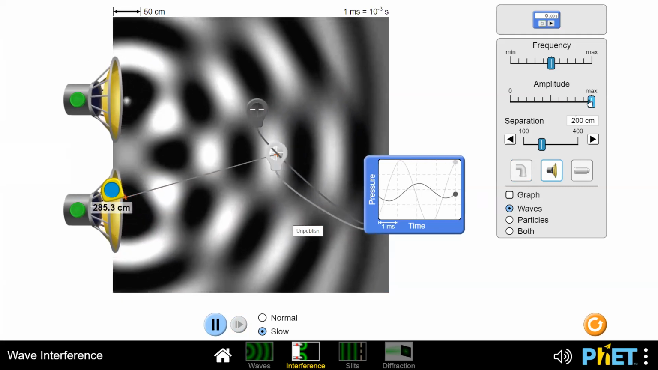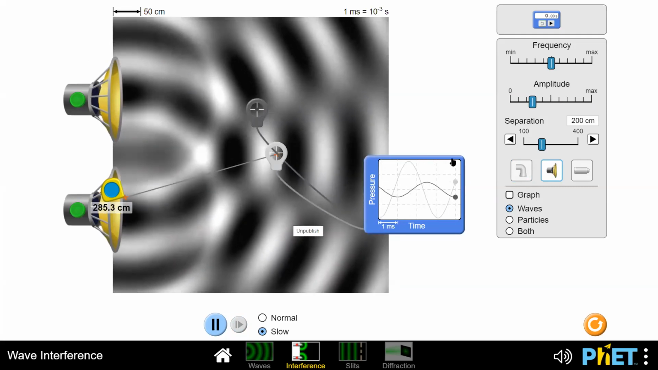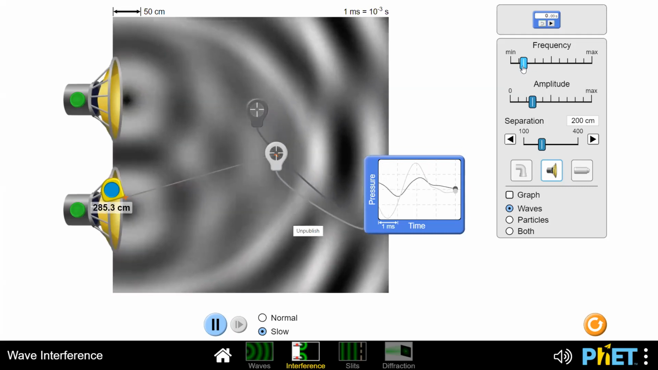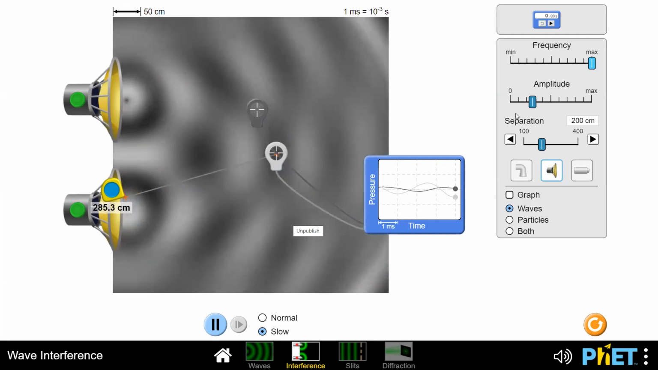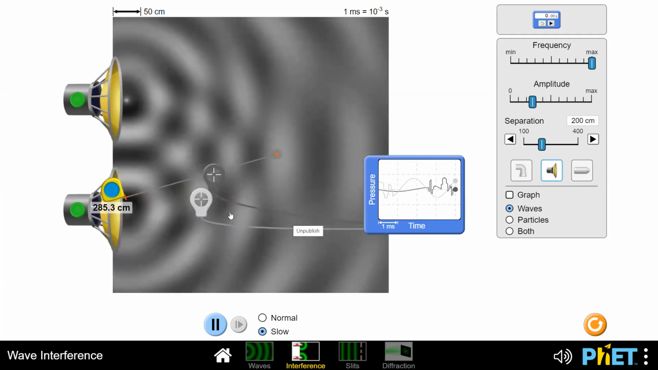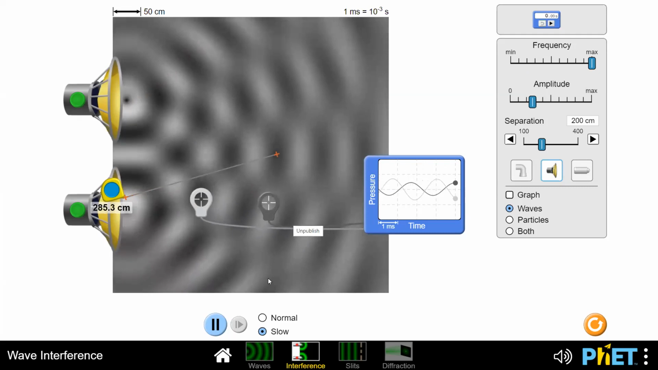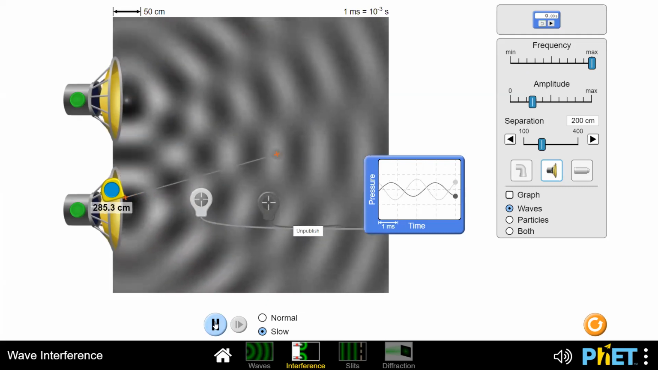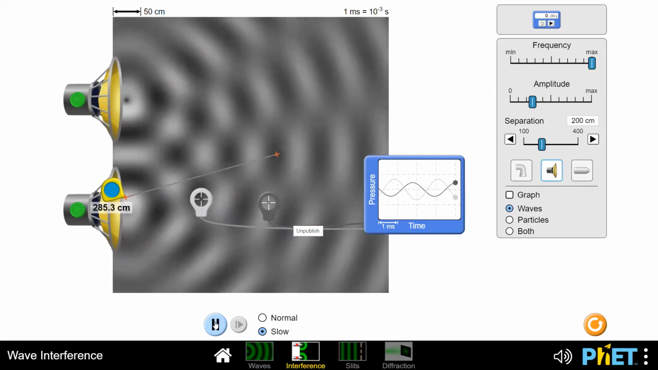Right? And I can change the amplitude, so that changes the height of the wave here. I can change the frequency, make it slower, right? Make it faster. And then of course I can change the location of these things and figure out where the constructive interference happens and where the destructive interference happens. You can look at these waves here. So go ahead and give it a try and play with it, and see if you can figure out these conditions and verify them for yourself.